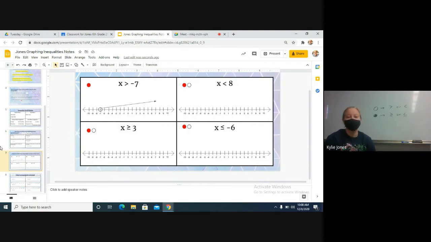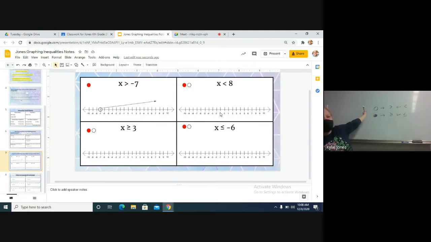Good. Does that make a little bit of sense? Open circle, point it the way that's greater. Okay, let's look at our next one. We have x is less than 8. Less than 8. So where am I going to put my circle, first of all? On the positive 8. Am I going to put an open or a closed circle?